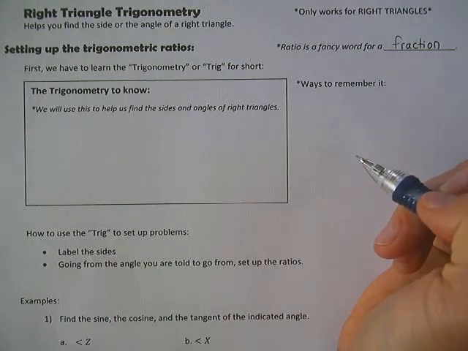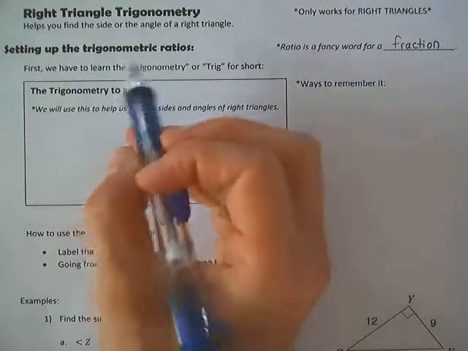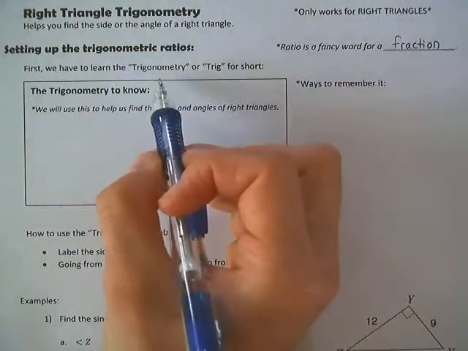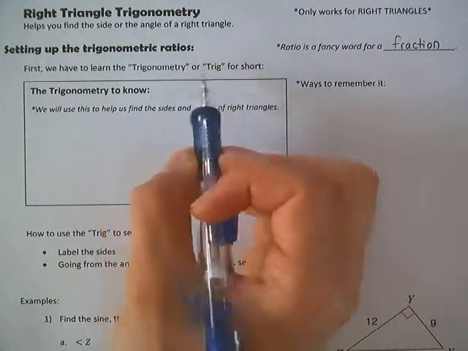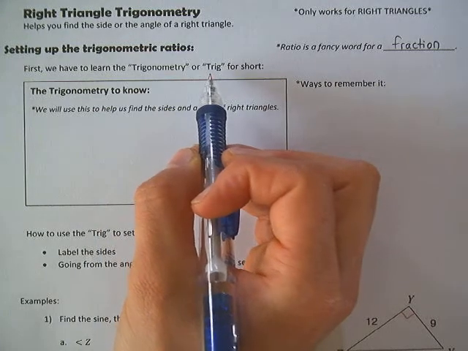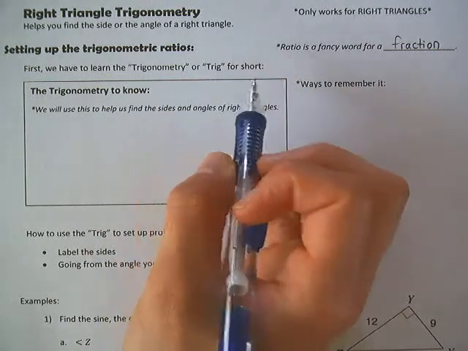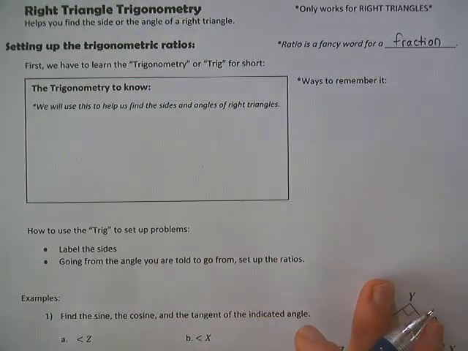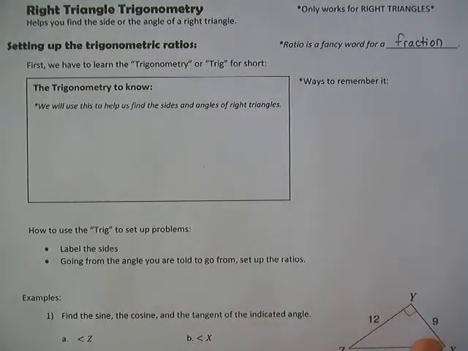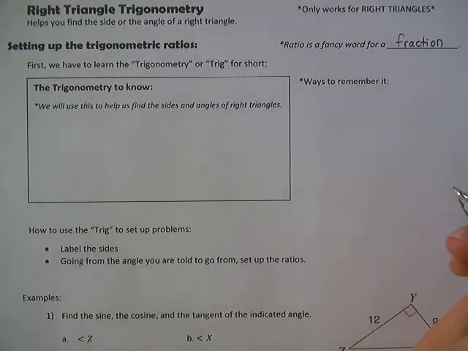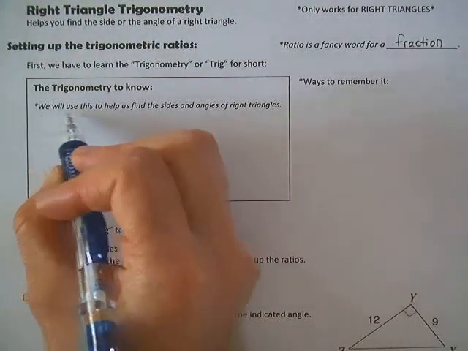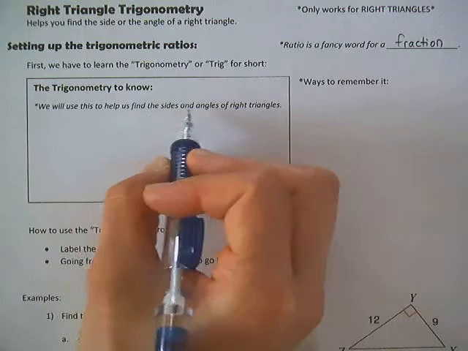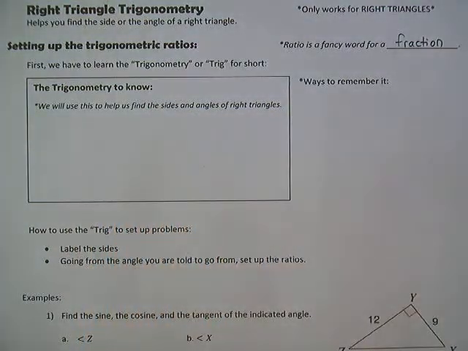Okay. So before we can actually start setting up the problems, we have to learn the trigonometry, or trig for short. What we are about to write down is something that you will have to memorize. I'm going to try to give you some ways to remember it, but let's learn the trigonometry. We will use this in the next couple of days to help us find the sides and angles of right triangles.